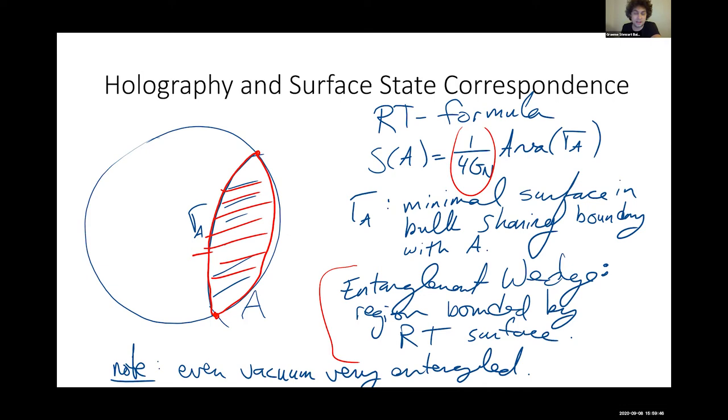The feature that I mentioned at the beginning of the talk was that even the vacuum is going to be very entangled. You can see that here because you've got lots of entropy lying around even if there's nothing fancy going on in the bulk. And in fact, we're going to restrict our attention for today to just the vacuum.